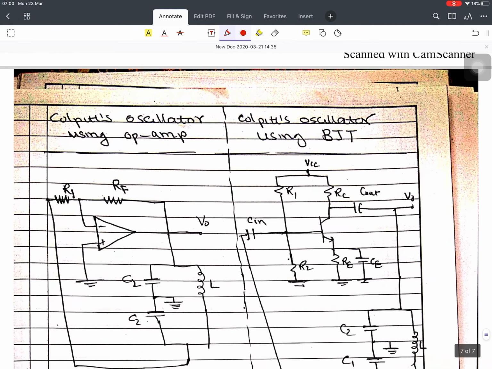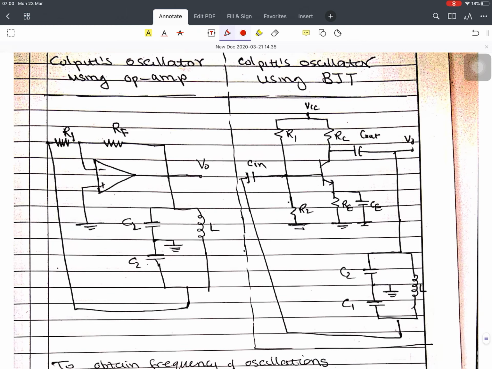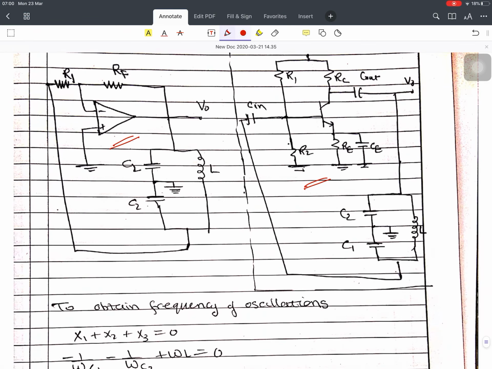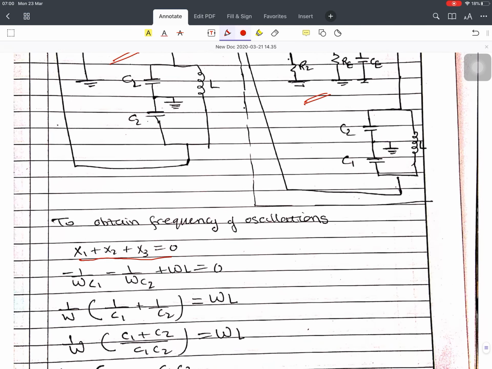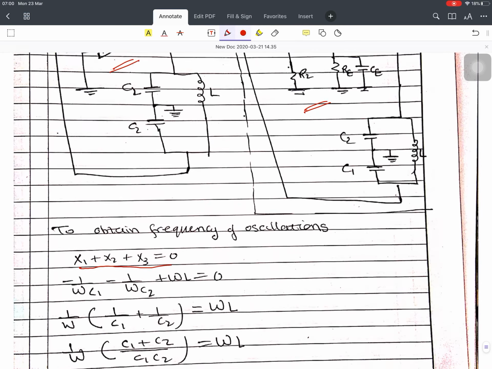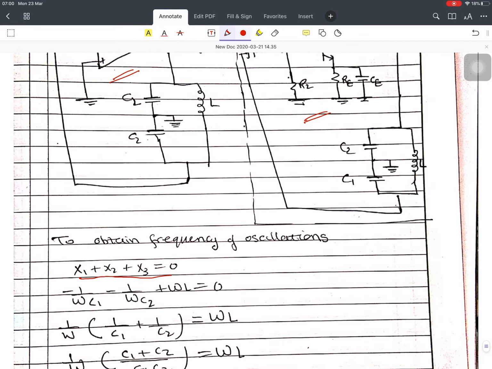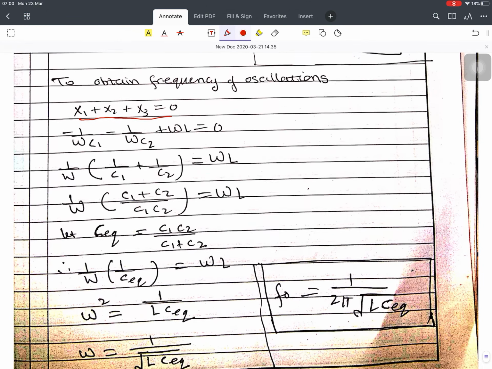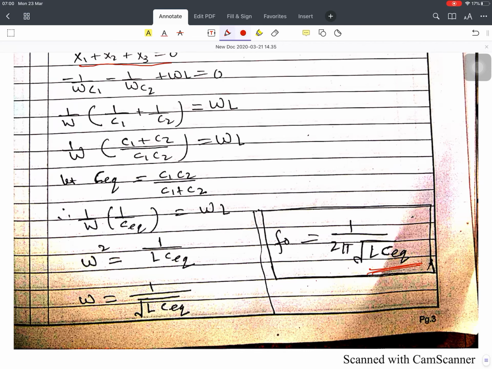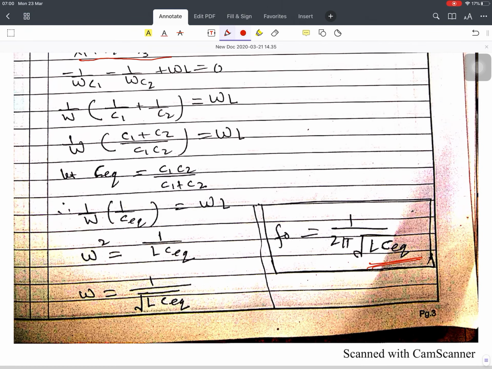Now similarly, let's see the Colpitts oscillator. Again, inverting amplifier: op-amp in inverting configuration, or CE amplifier. Both of them provide 180 degree phase shift, and this feedback network will provide 180. Now again look at the same condition 3: x1 plus x2 plus x3 is 0. In this case x1 is capacitive, x2 is capacitive, and x3 is inductive. So solve that, take the equivalent, and you will get the frequency of oscillation for the Colpitts oscillator.